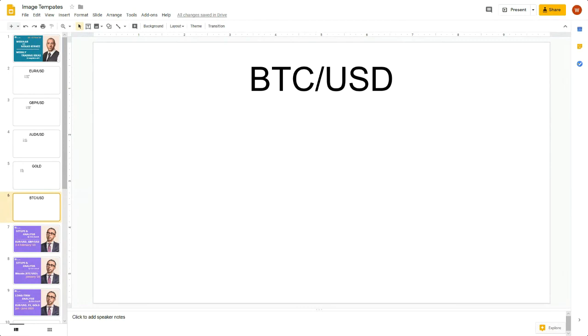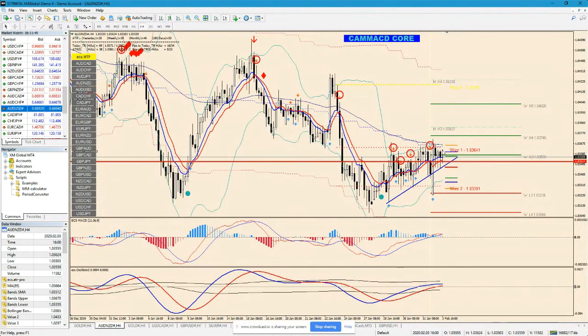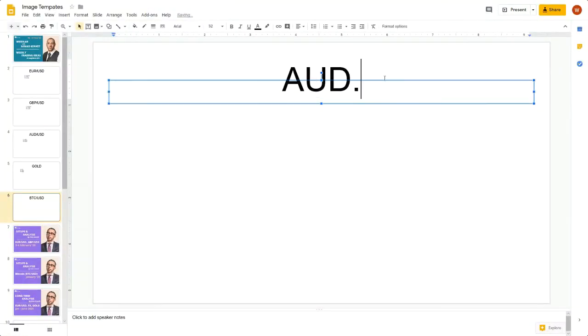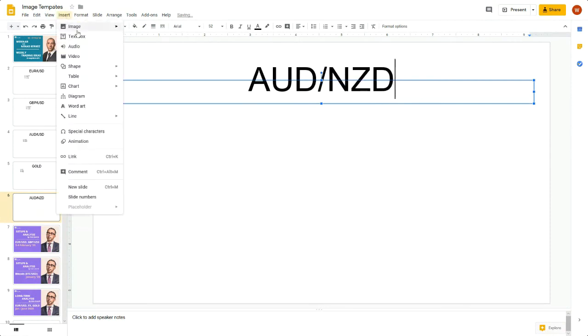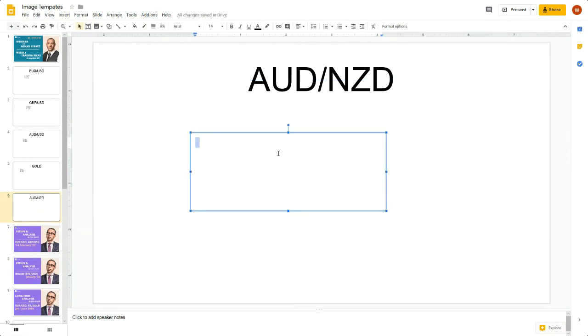And finally, we go with the Bitcoin dollar. But because I'm not into that, I will actually do one more setup for the Australian dollar New Zealand based on my Camarilla MACD. So 55.65 is entry, based on Camarilla MACD core. Australian dollar, New Zealand pair, we go with the short trade. Entry is 1.0355 to 65. Stop loss 1.0385 and target is 1.090.